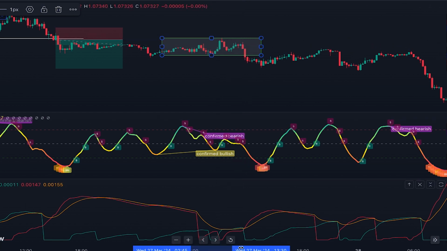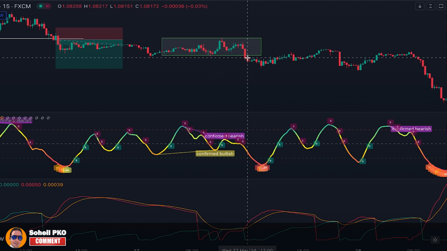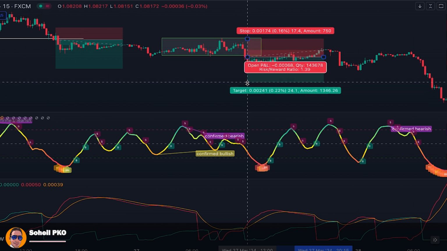And after this, the red line crossed above the orange line, and at the same time this candle is closed below the range, so we can enter a short position here at this point when this new candle is opened, with the stop loss above the previous swing high and the profit with 1.5 risk to reward ratio.